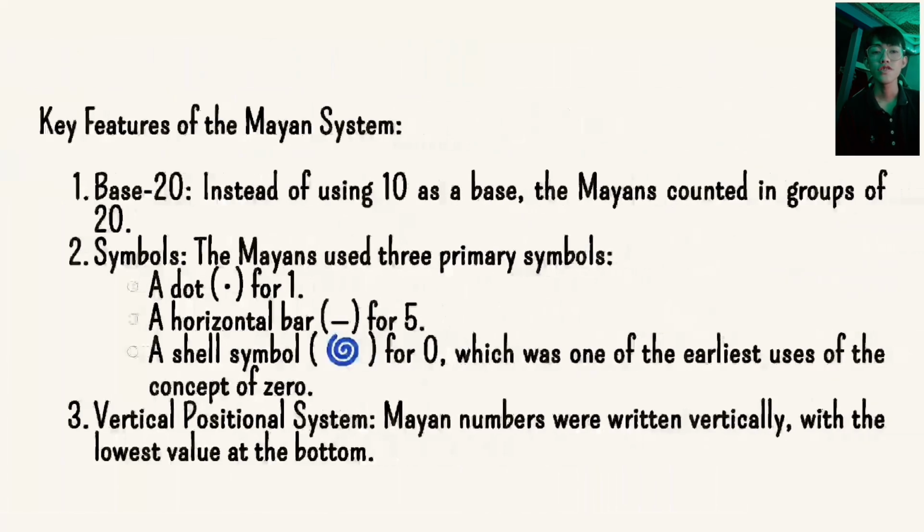So what are the key features of the Mayan system? It uses base 20. Instead of using 10 as a base, the Mayans counted in groups of 20. And the symbols: the Mayans used 3 primary symbols. A dot for 1, a horizontal bar for 5, and a shell symbol for 0, which was one of the earliest uses of the concept of 0. And lastly is the vertical positional system. Mayan numbers were written vertically with the lowest value at the bottom.